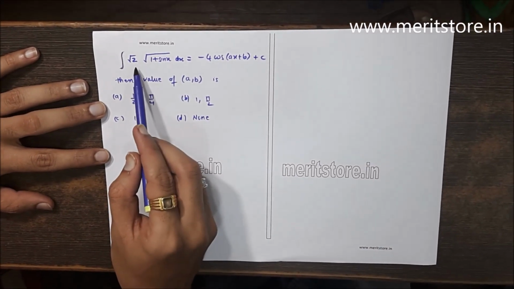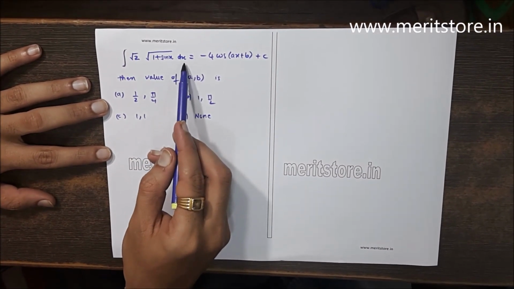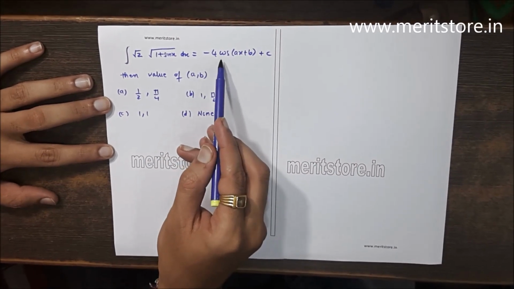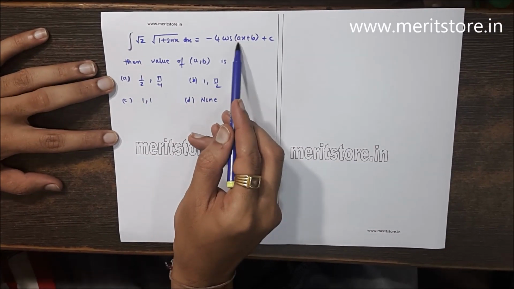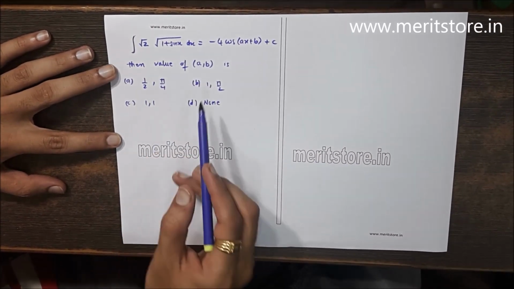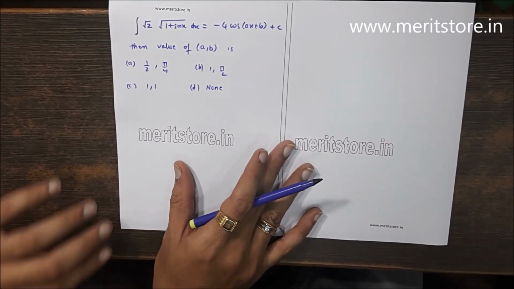We have to integrate root 2 root of 1 plus sin x dx. The answer is given as minus 4 cos of ax plus b plus c. We have to find the value of a and b. Options have been given. We'll integrate in a normal manner.